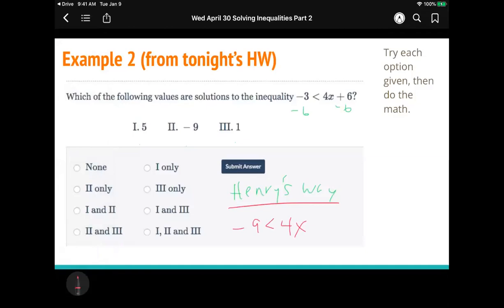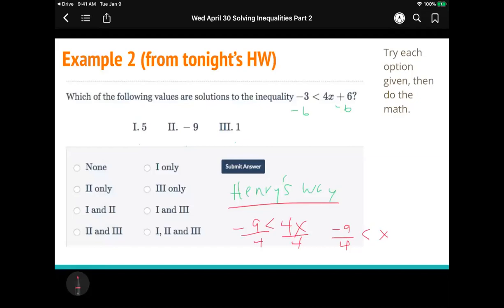Then I would wait, then you would divide 4 from 9. Okay, -9, sorry. So we have -9/4 is less than x. You would get whatever that equals. That would be x. What does -9/4 equal as a mixed number or a decimal?